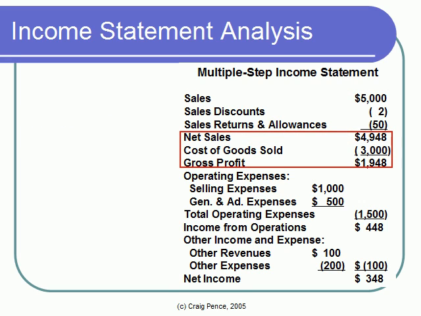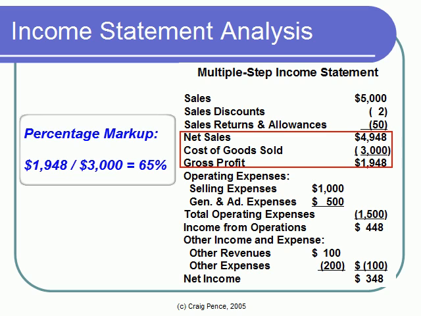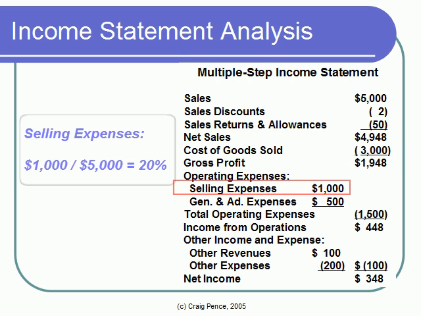We also see that the cost of goods sold is $3,000 and gross profit is $1,948. This means that the company purchased goods that cost $3,000, marked them up by $1,948, and sold them for $4,948. This is a percentage markup of 65%, which is a pretty large figure. Companies that have high quality goods that are in demand are able to apply large markups.